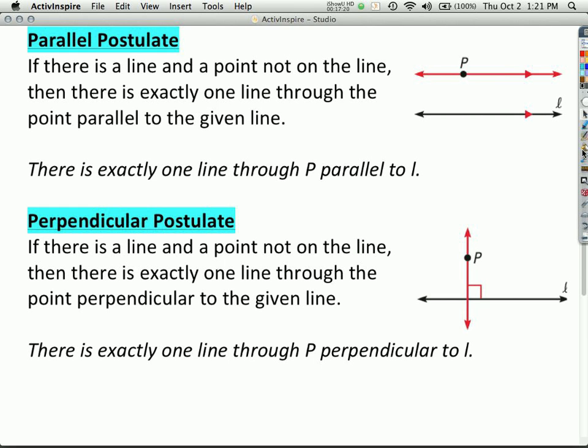Does anyone have any questions about the parallel postulate and perpendicular postulate? Okay, so take a moment to jot down the postulates. Again, use lots of abbreviations to help yourself. Just take another 30 seconds to a minute.